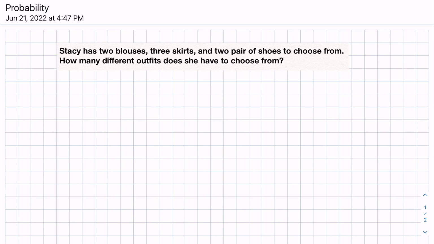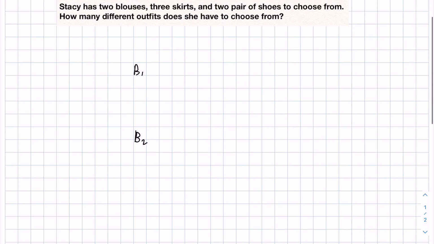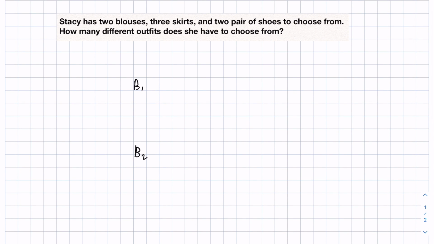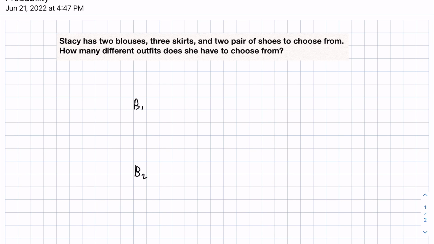So there obviously are two blouses. So there's blouse one, and there's blouse two. Whether you choose blouse one or blouse two, you have to choose one skirt, right? So there are three different skirts. So there's skirt one, skirt two, and skirt three. And then after that, you have to choose a pair of shoes.